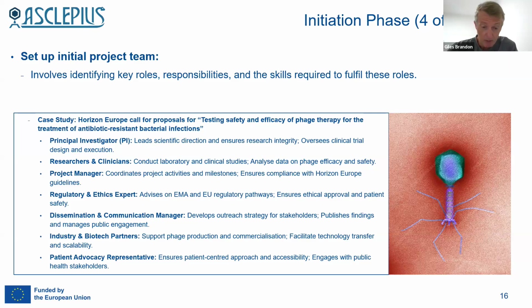We'll need regulatory and ethics experts. We'll need a dissemination communication manager, someone who will develop outreach strategy for stakeholders, publish findings and manage public engagement. We should think about industry and biotech partners who can support the phage production and commercialization and facilitate tech transfer and scalability. And we should be thinking probably about a patient advocacy representative to ensure a patient-centered approach and accessibility.